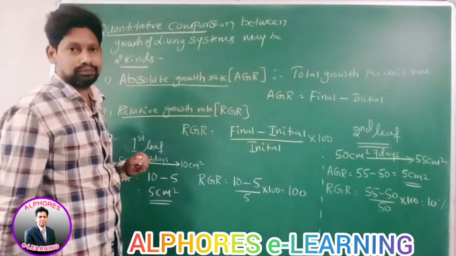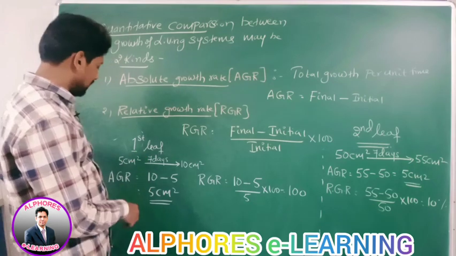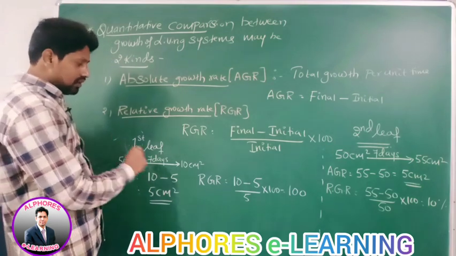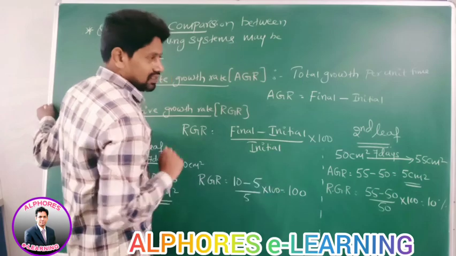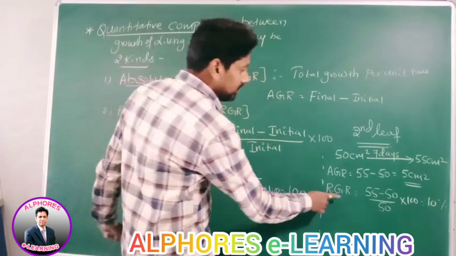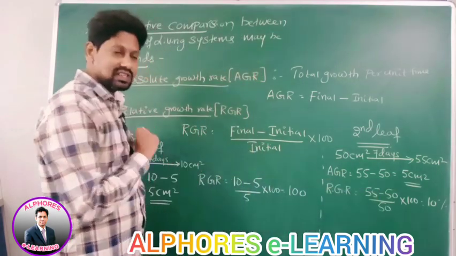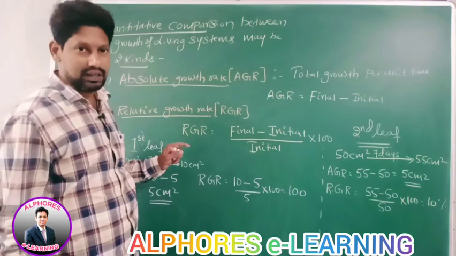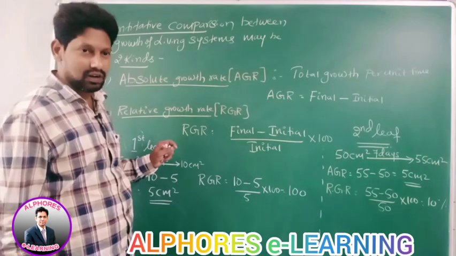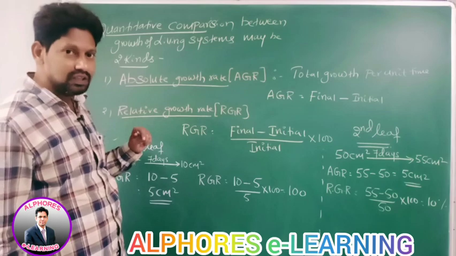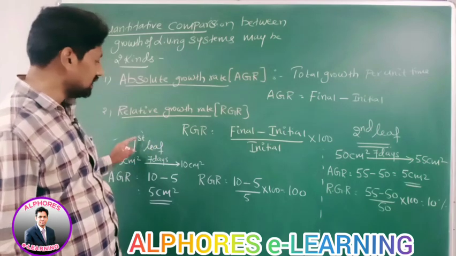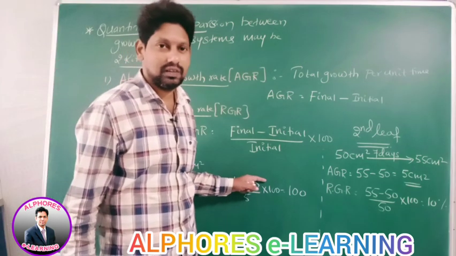10%. Yes or no? Is it okay? Sir, in the first leaf, the relative growth rate is 100%. In the second leaf, the relative growth rate is 10%. Which of these two leaves has the higher relative growth rate? In the first leaf, 100%.